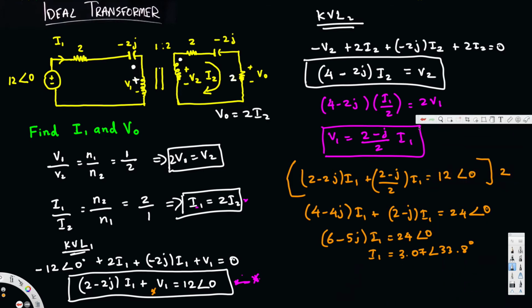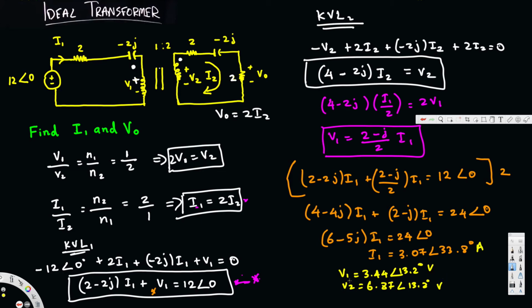Now everything else is easy, because we have a lot of relationships, and we know that V1 is equal to 2 minus j over 2 times I1. We already know I1. Plug that I1 here, and you will get V1 is equal to 3.44 angle 13.2 degrees. Now we have V1. If we have V1, we can solve for V2 easily, because V2 is 2 times V1, and if you solve for V2, you will get 6.87 angle 13.2 degrees volts. This one is also voltage, this is ampere.